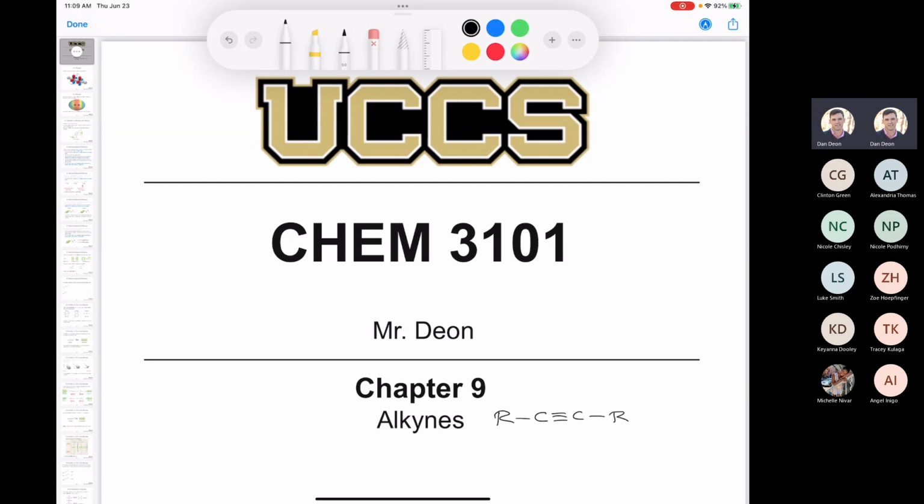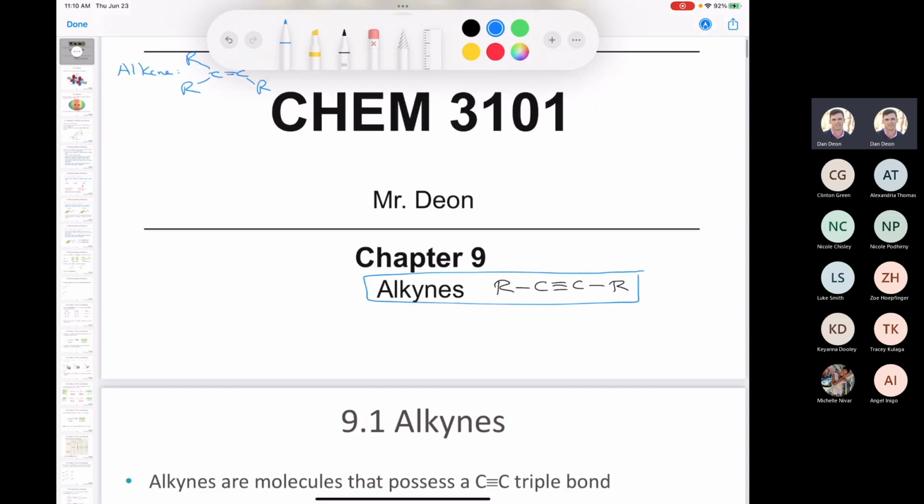Not to be confused with alkenes. An alkene, I'll just scribble it up here in blue. An alkene, which was the focus of Chapter 8, is when we have a carbon-carbon double bond. And then we have our groups or hydrogens around that. So alkynes, carbon-carbon triple bond. And we're going to study all the chemistry of alkynes and the nomenclature of alkynes and some cool reactions and even how to make an alkyne. So let's get to it.